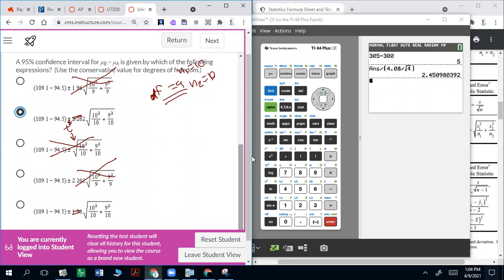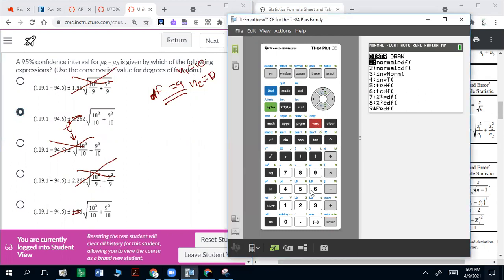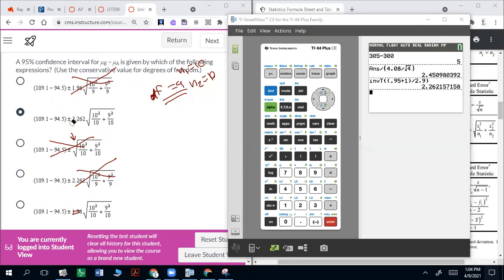So the first thing we want to do is look into inverse T, second bars, 4. And I want to average that 95% with 1, so I'm going to add that to 1 and divide by 2. That's going to be 97.5%. And degree of freedom is going to be n minus 1, so 9. So your critical value is 2.262, the 2.262 that you see here, right? That's the number we're going to use, so that's going to be your answer.